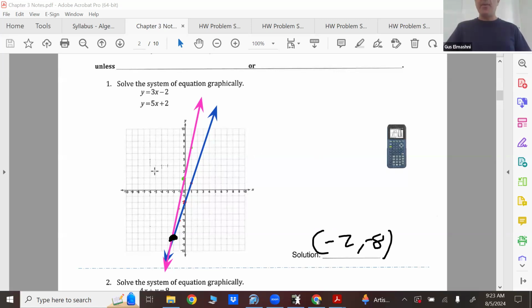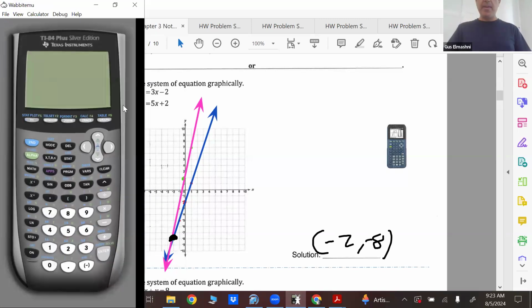I'm gonna try to do this in the calculator. Actually, let's do it in the calculator right now. So if you want to follow along, great. If it's being recorded, that's fine too. So very simple. Turn on the calculator, go to y equals, and if anything's there, clear it. Type in the equations. So 3x minus 2 and 5x plus 2. Graph. And then find where they touch.